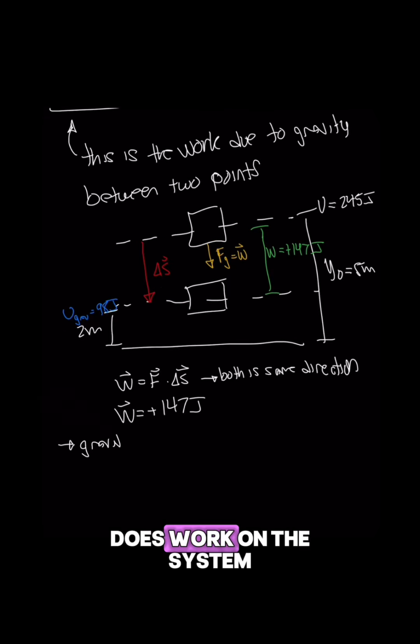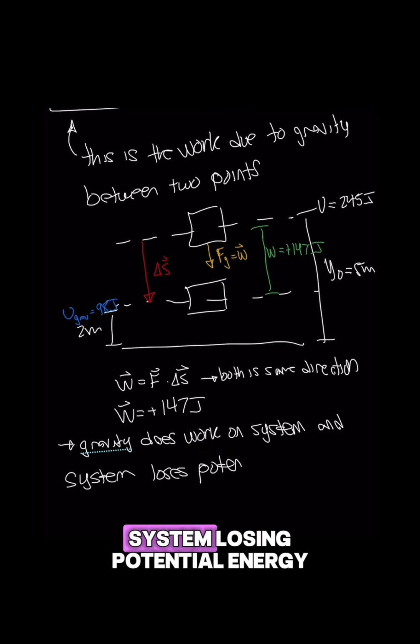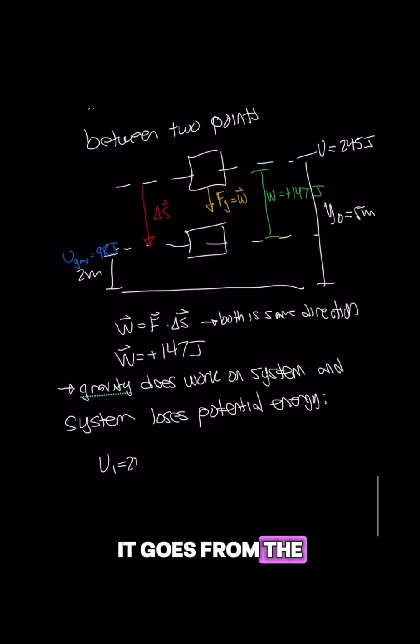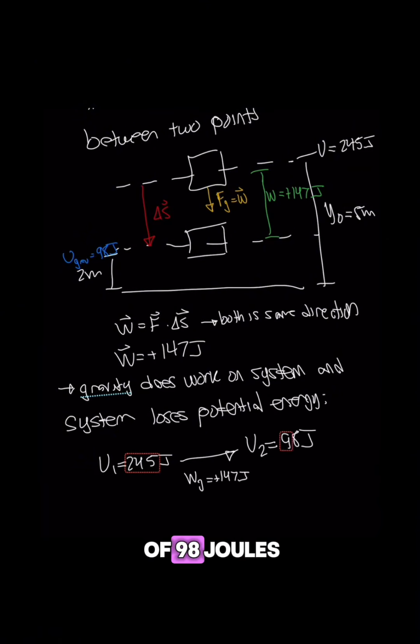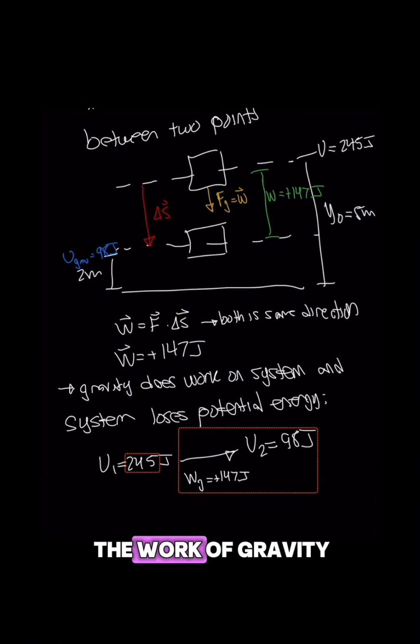So gravity does work on the system, which results in the system losing potential energy. It goes from the initial energy of 245 joules to the final energy of 98 joules as a result of the work of gravity doing 147 joules of work on the object.